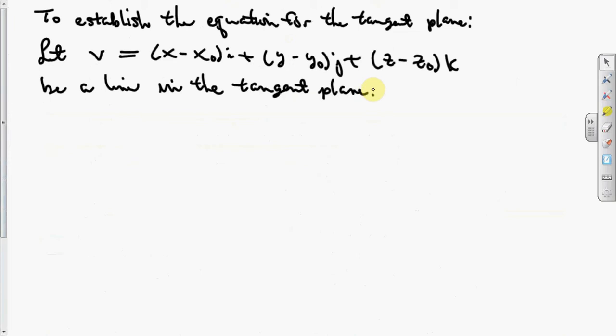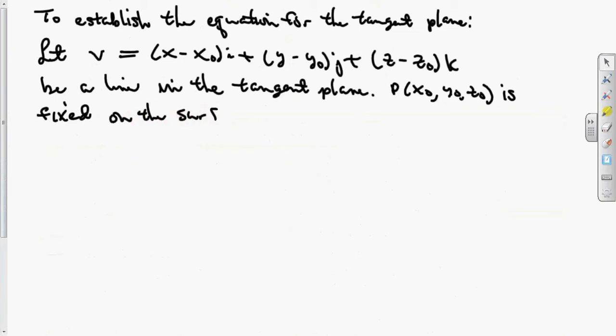To see that, P, which consists of the coordinates x naught, y naught, z naught, is fixed on the surface S. And if we take some other point, let's say Q, which has coordinates x, y, and z, be any arbitrary point also in the tangent plane.